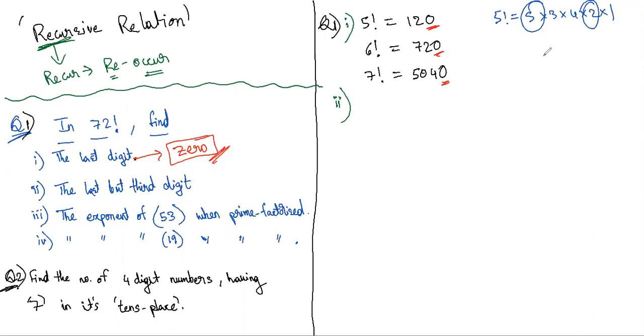It will be divisible by 100 if you have 5 squared into 2 squared, because 25 into 4 is 100. By the time you come to even 10 factorial, because 10 factorial is 10 into 9 into so on till 5 into so on, 2 into 1, here you have a 10 and here you have one more 10. So here itself you can tell the 10 factorial will be ending with 2 zeros.